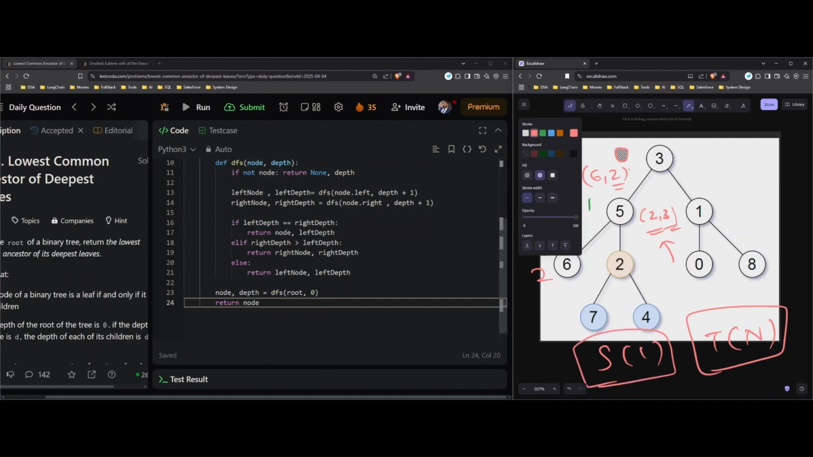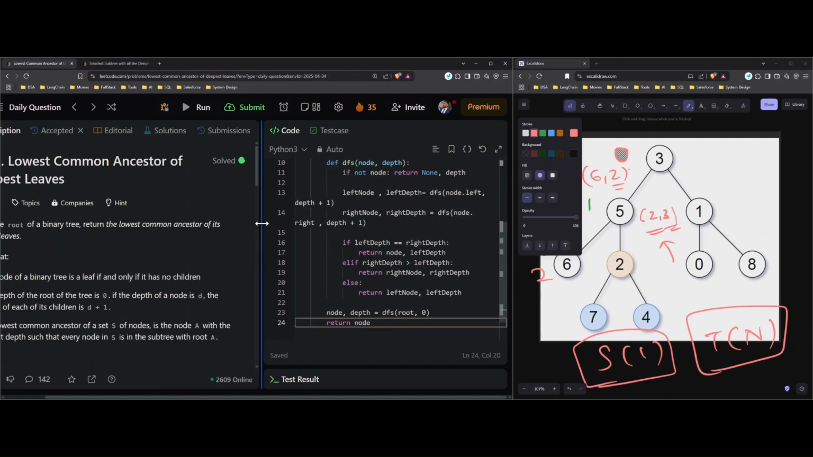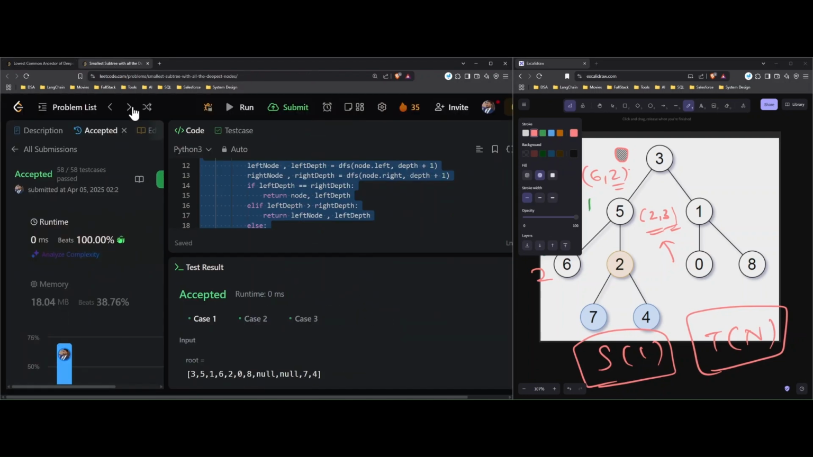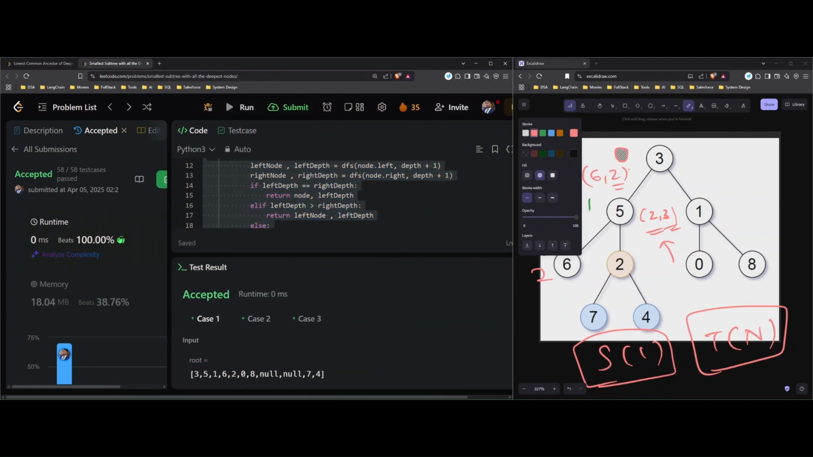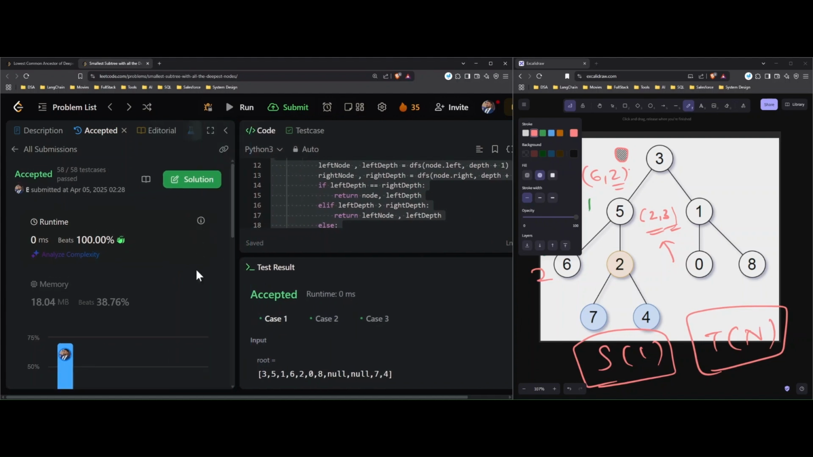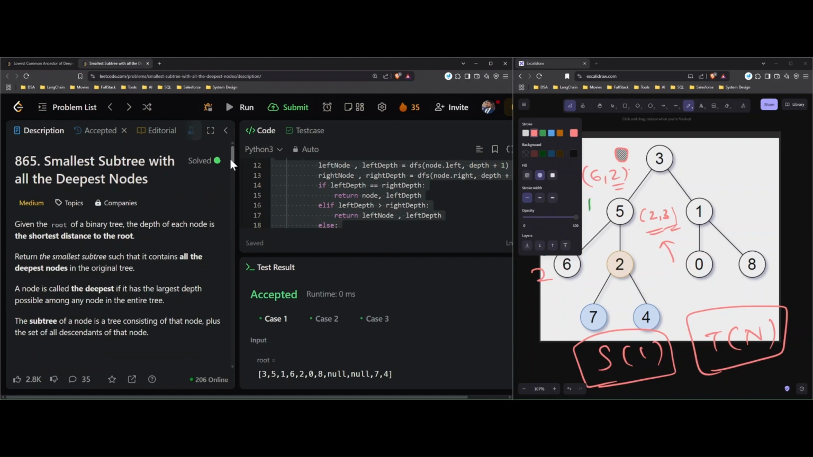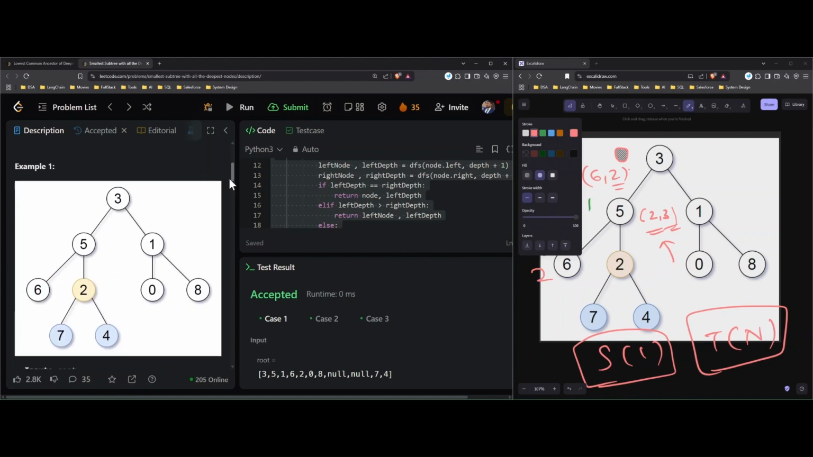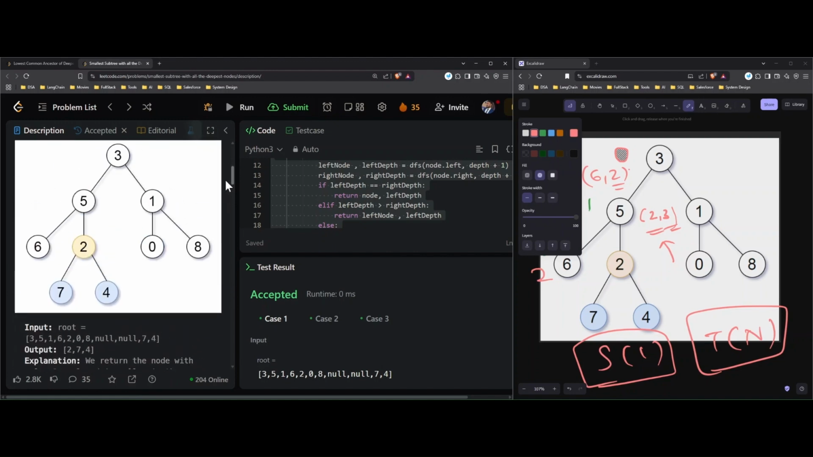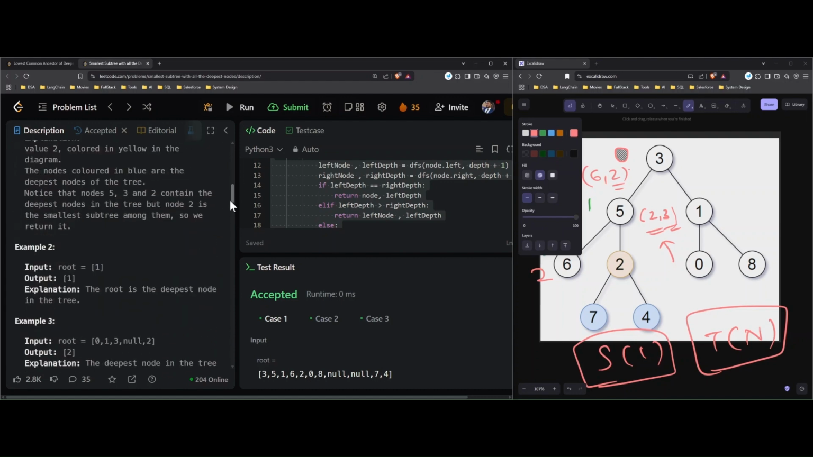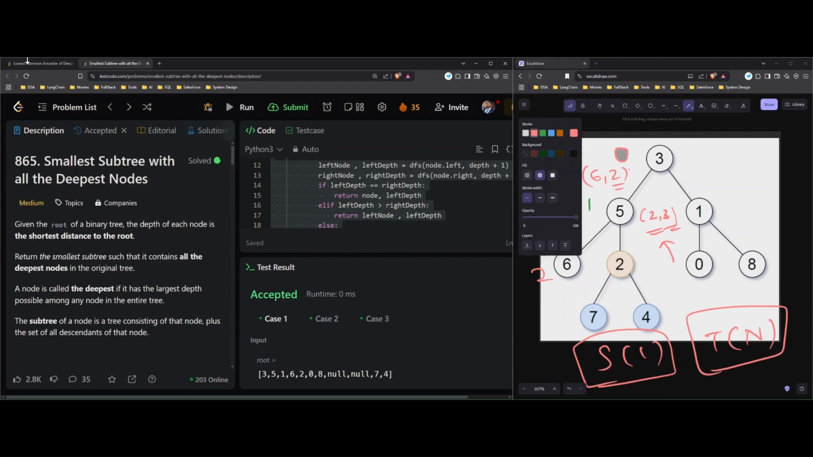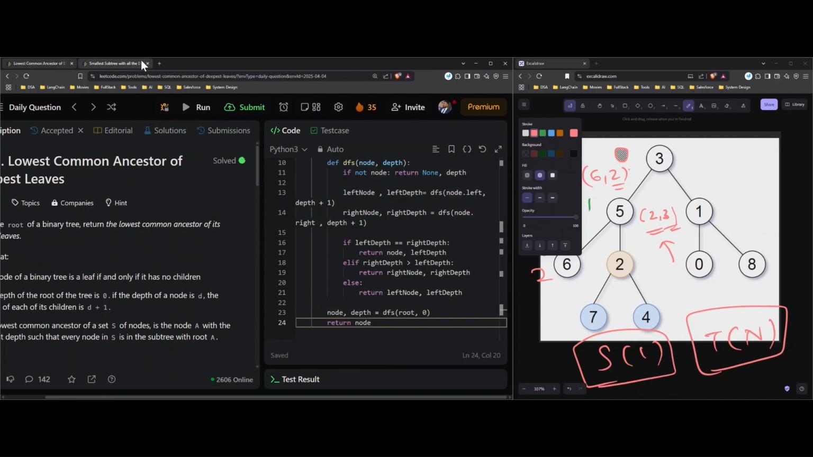So I hope you understand this question. The same question we have is called the smallest subtree, right? I have already used the same code, and it is pretty efficient. You can go through this problem also, the smallest subtree with all deepest nodes. Okay, this is the same problem. It's just the words are changed, and the examples are also the same. So yeah, this will cover both the questions.